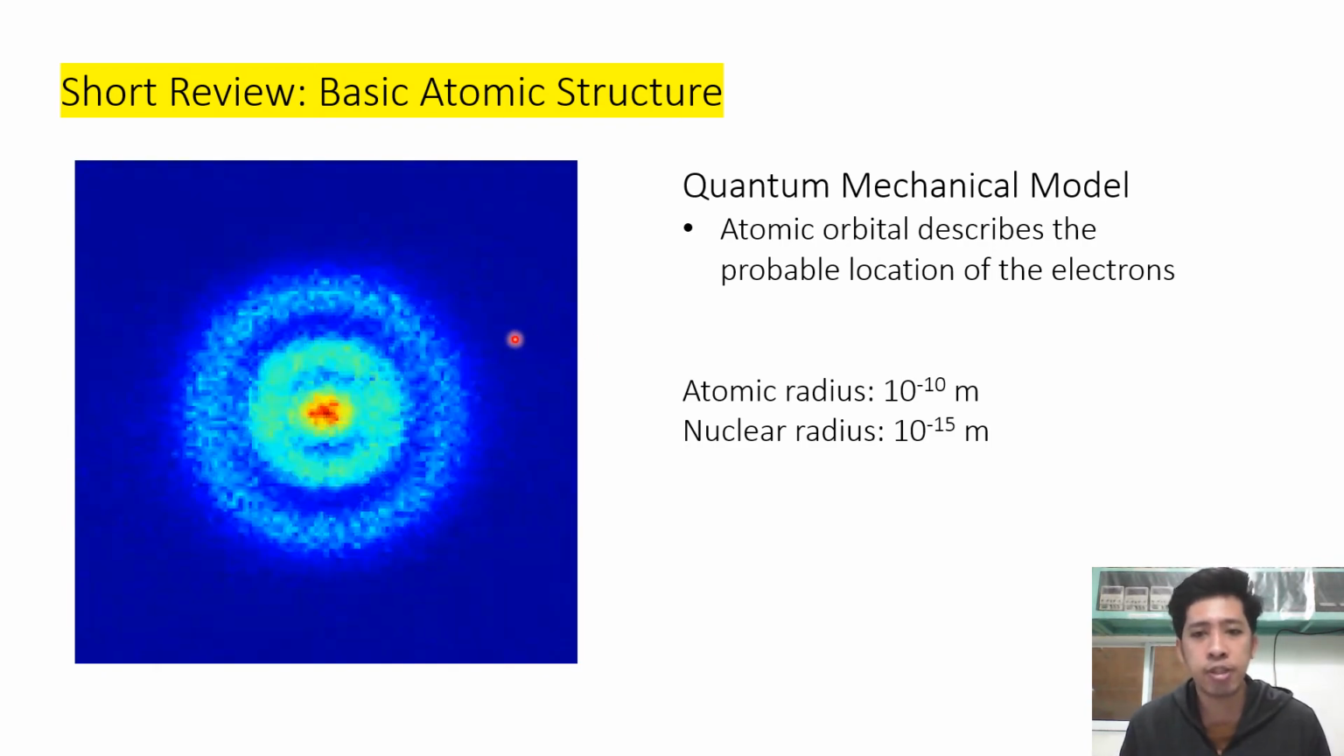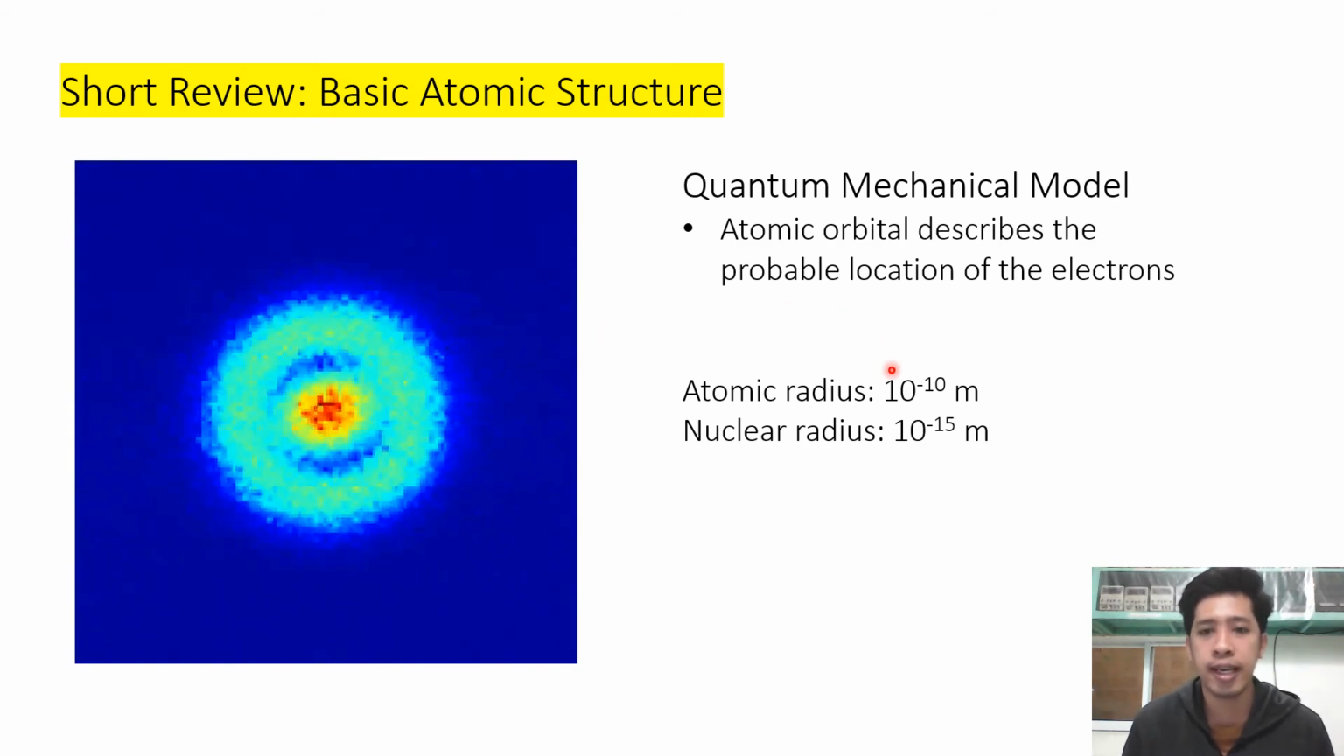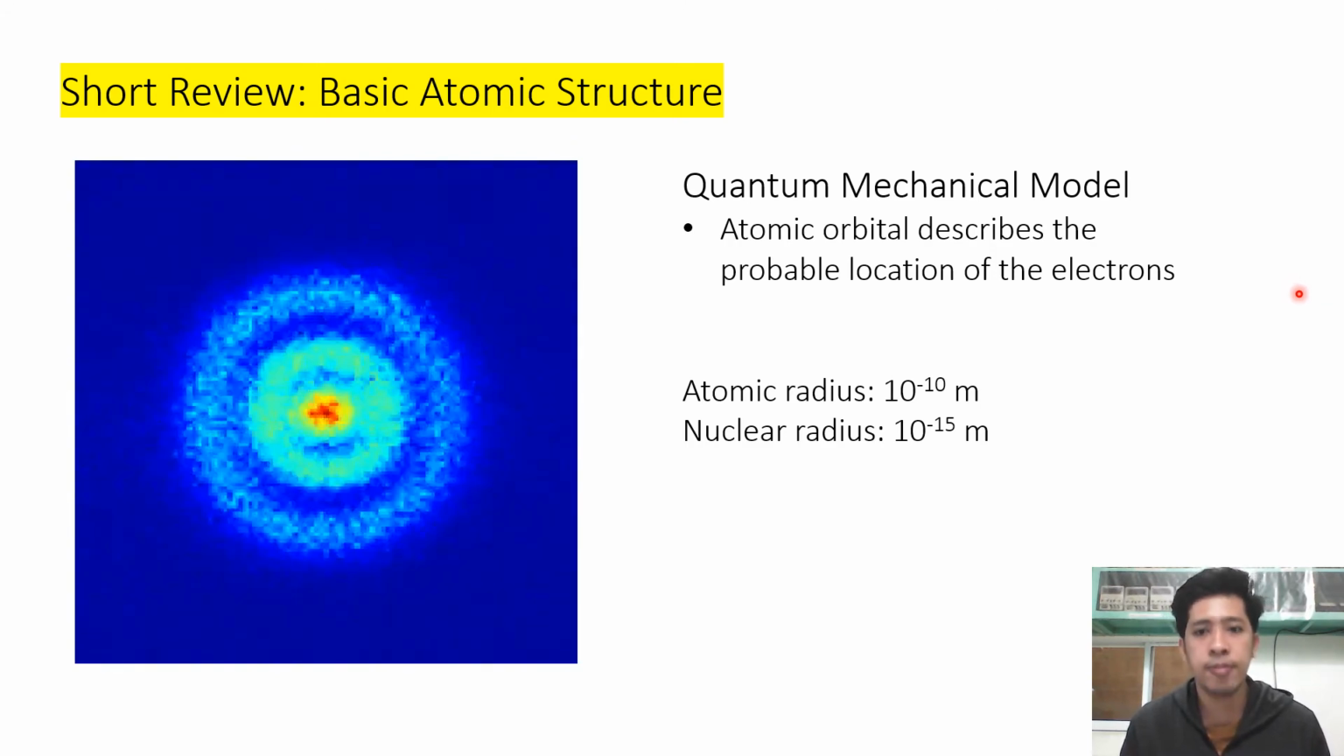The atomic radius was found to be around 10 to the negative 10 meters, and the nuclear radius is around 10 to the negative 15 meters.